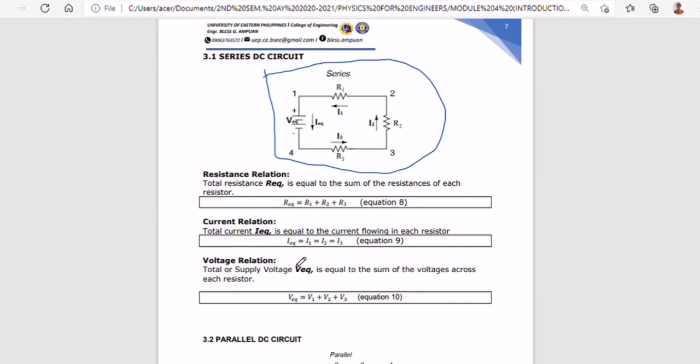For our voltage relation, it says here that the total or supply voltage, or the VEQ, is equal to the sum of the voltages across each resistor. So if we have a voltage here, this is our VEQ, the voltage for R sub 1, the voltage for our R sub 2, then the voltage of our R sub 3 must be equal to the total voltage. Therefore, the voltage here will be divided among our three resistors. So that is for the series DC circuit.